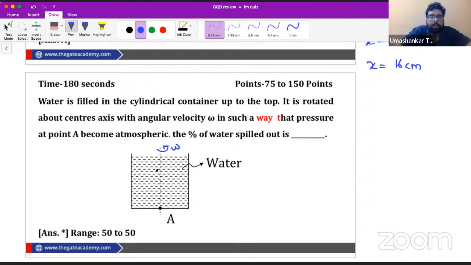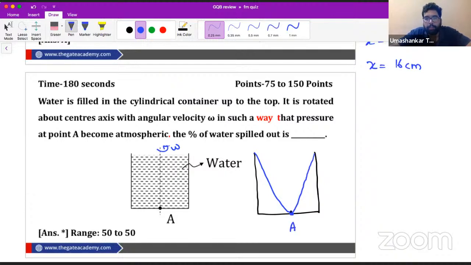So we are rotating it with a velocity of omega. Now, do all of us realize that when such a situation happens, in a forced vortex, this liquid will form a parabolic surface. It always forms a parabolic surface, and if the pressure at A is becoming atmospheric, it can only happen when there is no liquid above this point A. So this is how the parabola should form. Please answer me, is it yes or no? Is it clear up to this point?